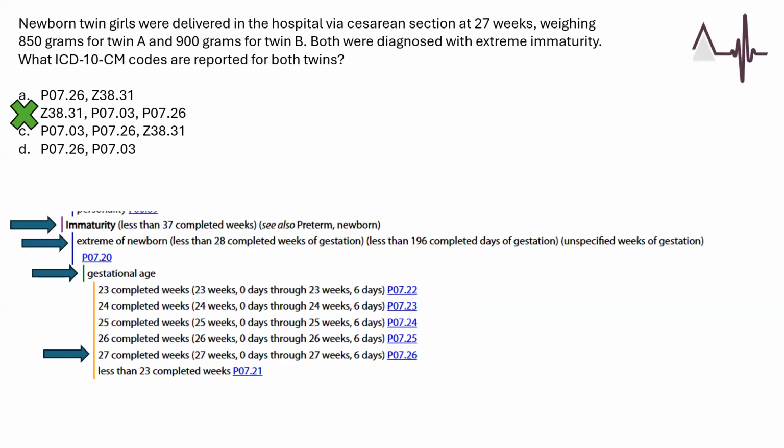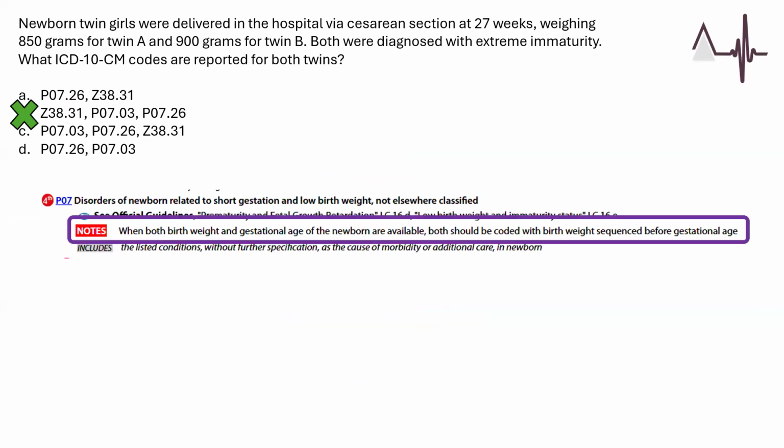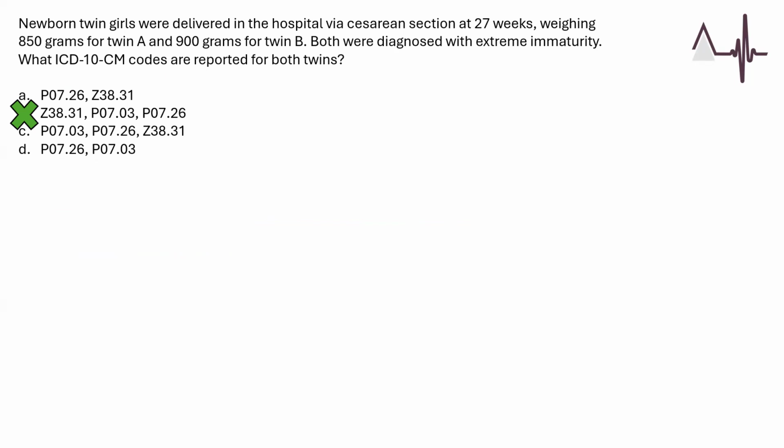Additionally, look in the alphabetic index for immaturity, extreme of newborn, gestational age 27 weeks completed, directing you to P07.26. We, of course, would verify all these codes in the tabular list. When doing so, there is an instructional note with the P07 code range telling us to code the birth weight before the gestational age. So that will help us with our sequencing as well. And B is the correct answer.